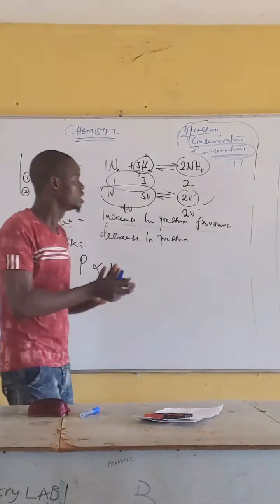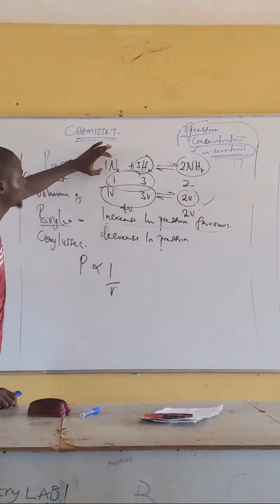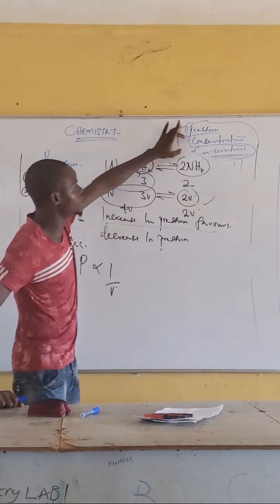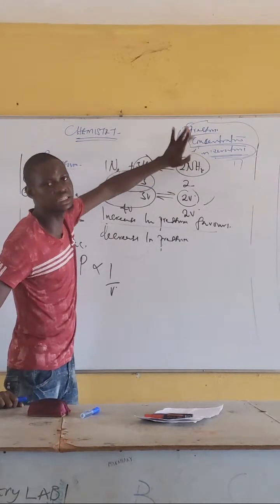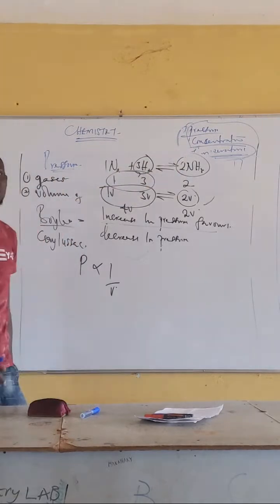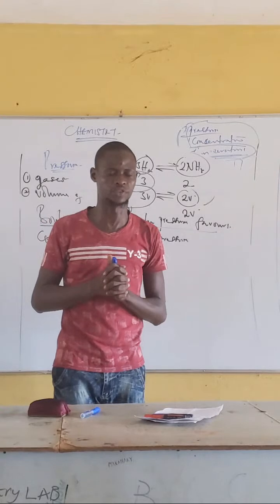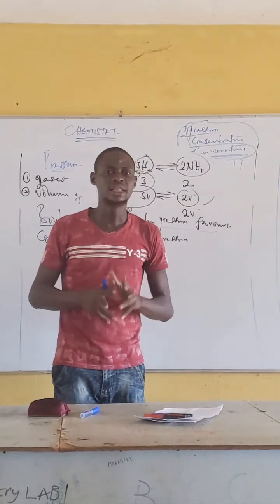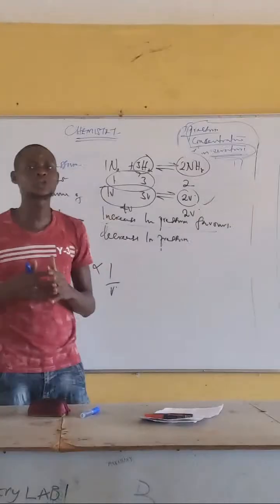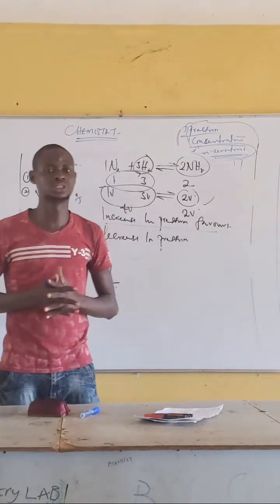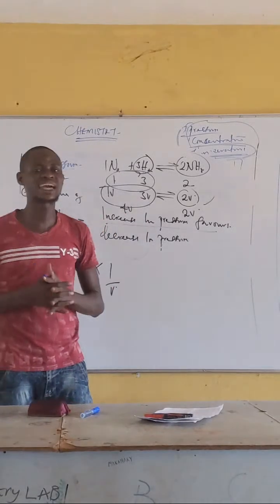Now, what I'm trying to say here is how pressure and temperature affect chemical equilibrium. I've been able to explain the temperature and the pressure aspect of it all together. Now, let's move on to how concentration affects the equilibrium position.